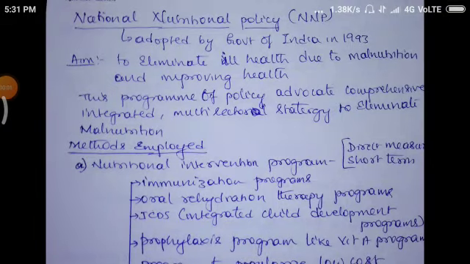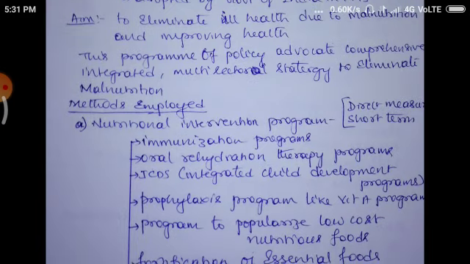We are discussing about National Nutritional Policy. So let us continue. It is a policy adopted by Government of India in 1993, and its aim is to eliminate the malnutrition and also to improve the health condition of the citizens.